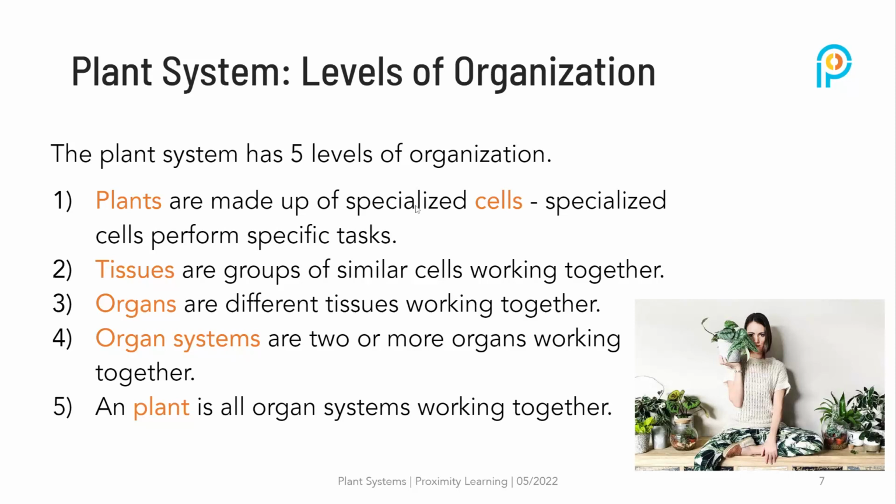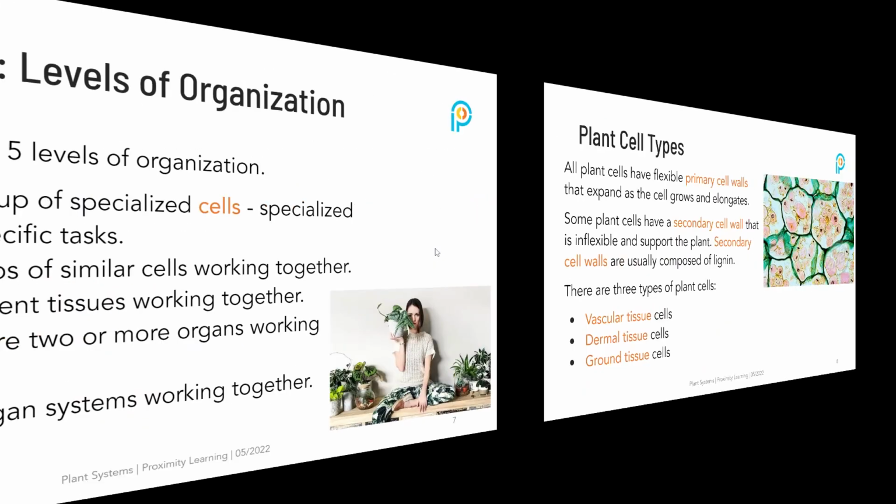All right, so the plant system has 5 levels of organization. We know that plants are made up of specialized cells, and we know that specialized cells perform specific tasks. Tissues are groups of similar cells working together. Organs are the different tissues working together. Organ systems are 2 or more organs working together. And a plant is all the organ systems working together. So we've learned this as far as animals are concerned.